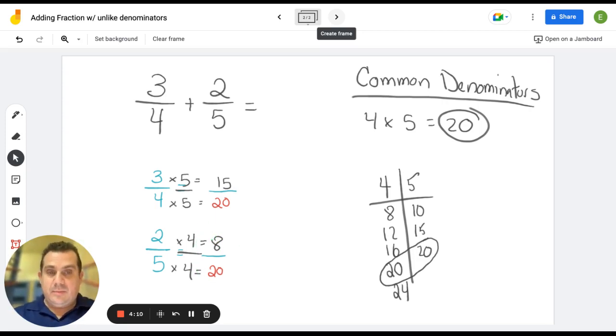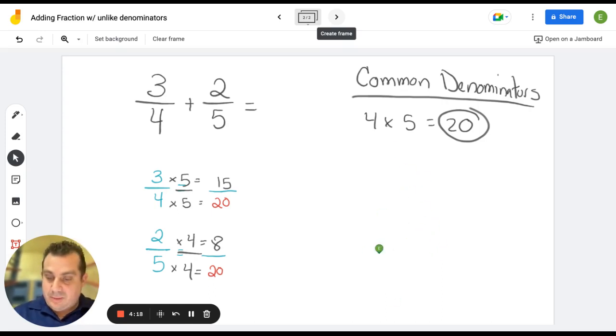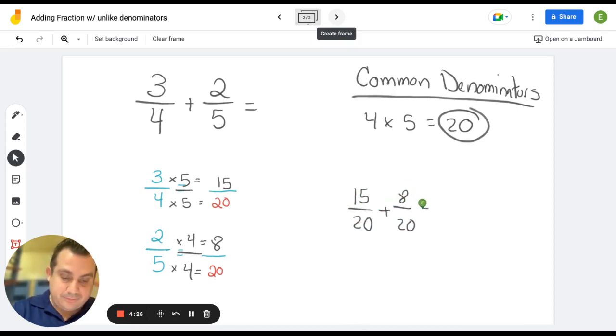So now my final step has to be, I'm going to erase my multiple chart over here, is take my two new fractions, 15/20 plus 8/20, and that gives me, well, denominator stays the same, 23/20. But we know that 23/20 is an improper fraction. So I need to convert that improper fraction into a mixed number.